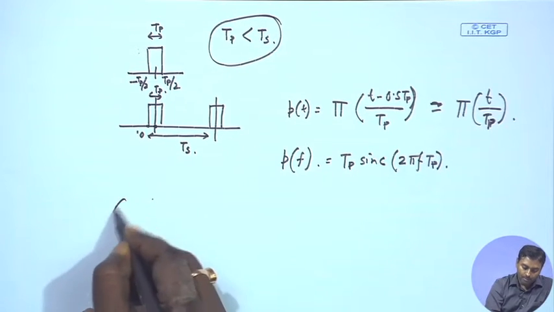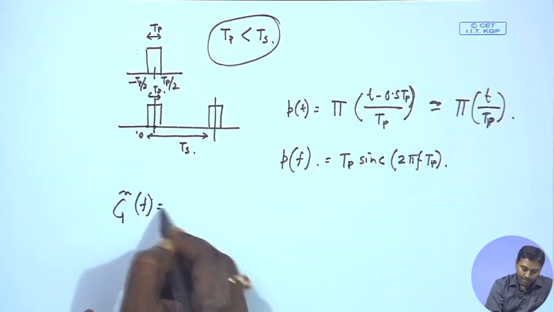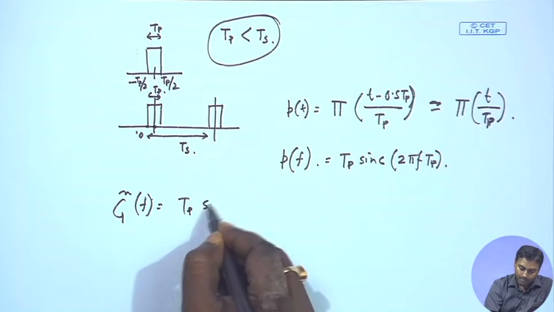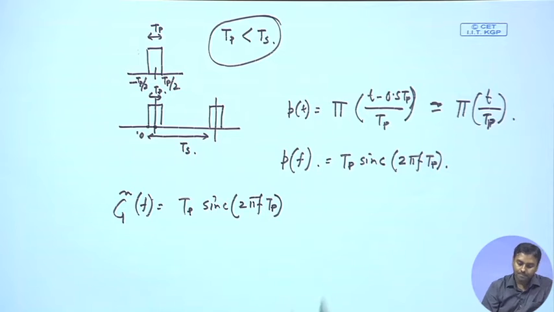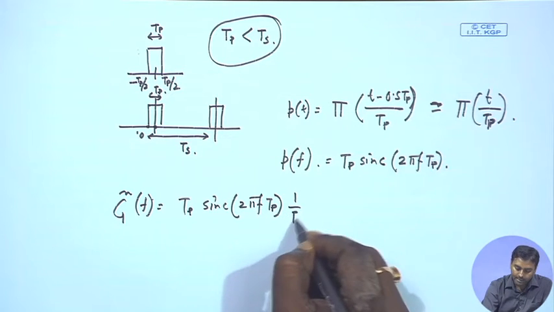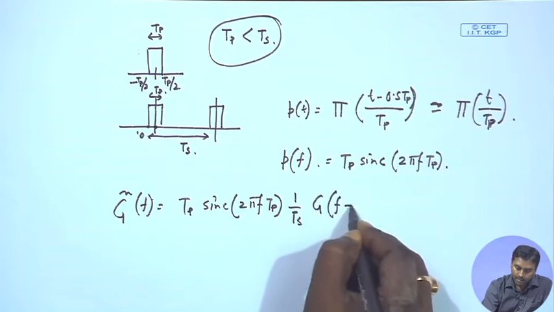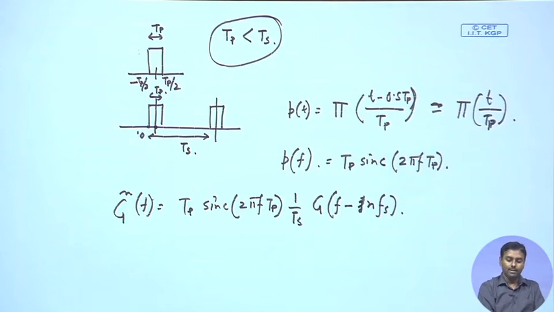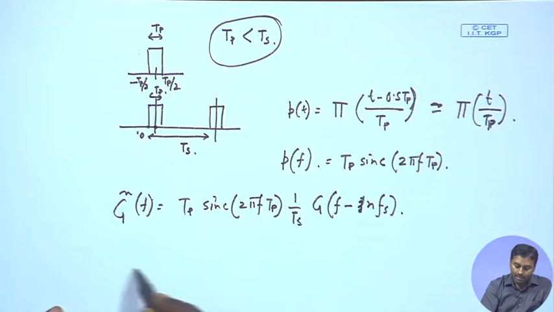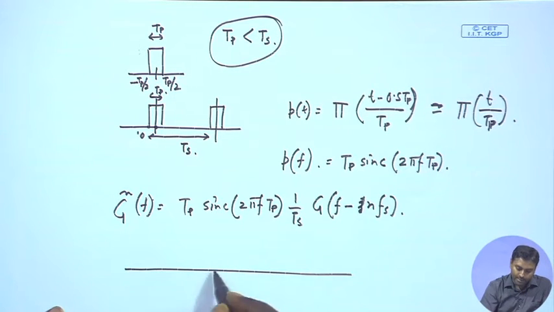Therefore, my G tilde f must look like Tp sinc 2 pi f Tp, multiplied by 1 by Ts times the sum of G f minus n Fs. So this is what I get. Now, let us see what is happening in the spectrum.